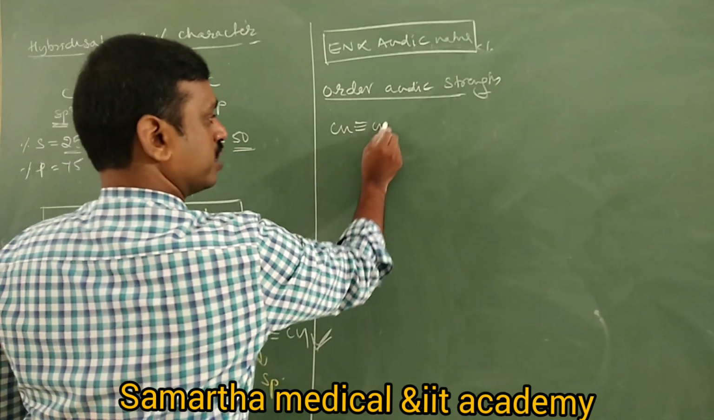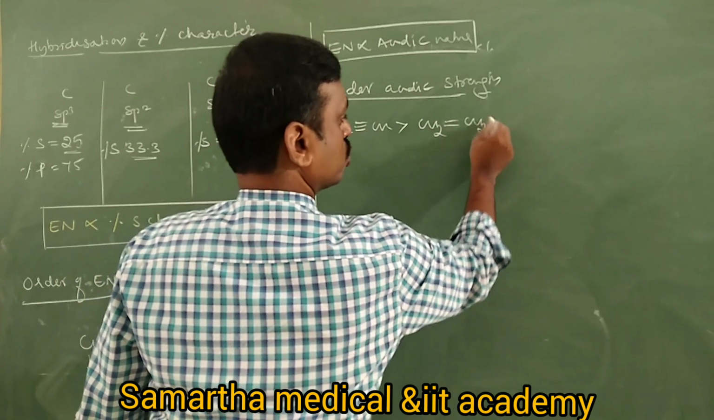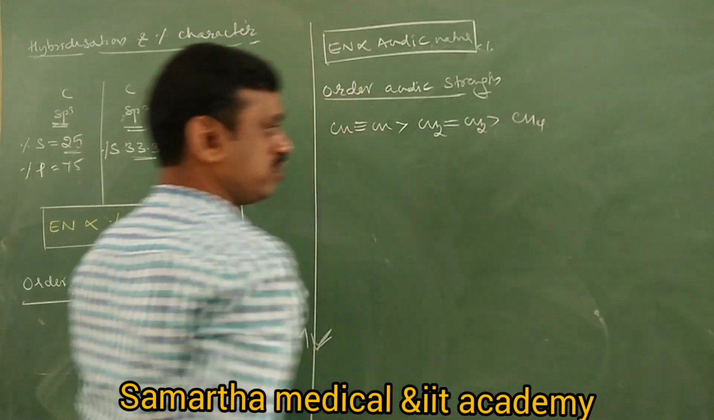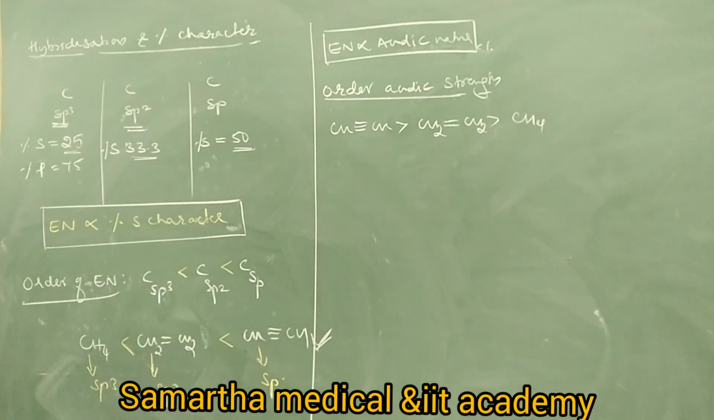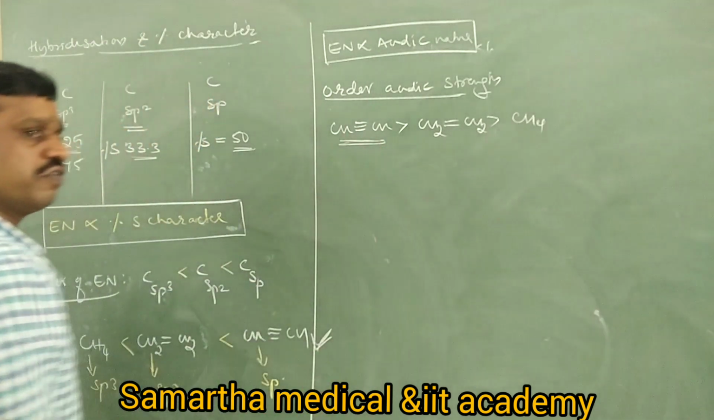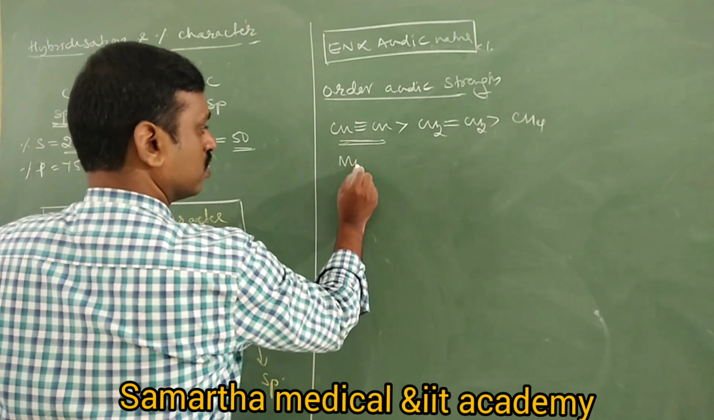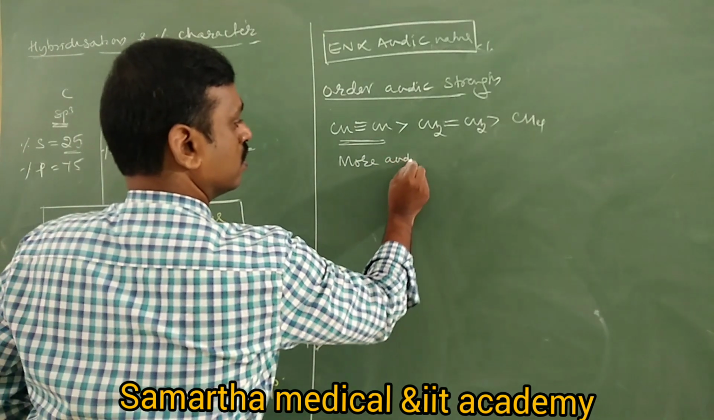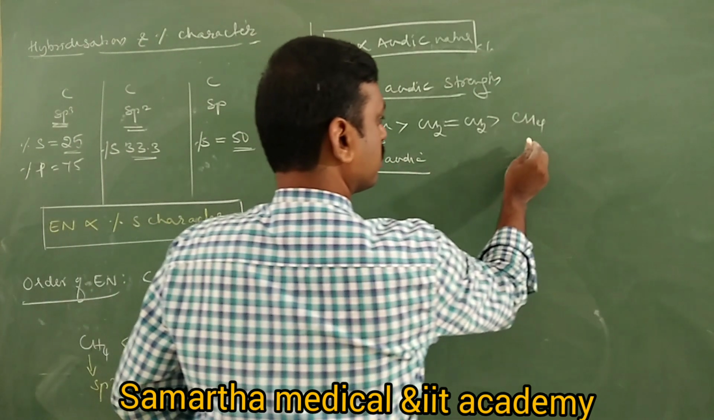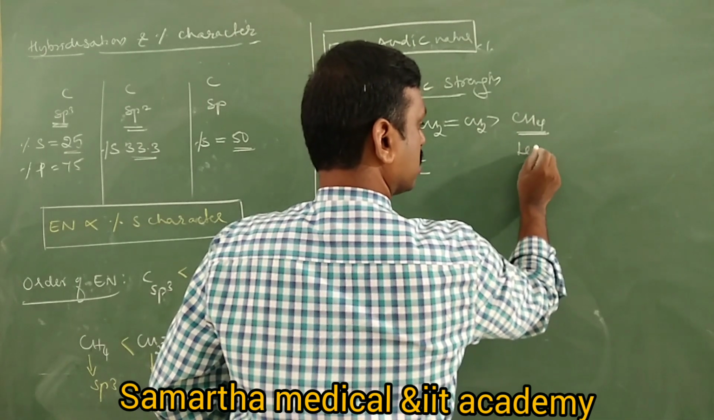CH triple bond CH is more acidic than CH2 double bond CH2, which is more acidic than CH4. So alkyne is more acidic. Do you know alkyne is more acidic means it can release proton easily? Yes, sir. Right? So this is more acidic, and this is the least acidic.